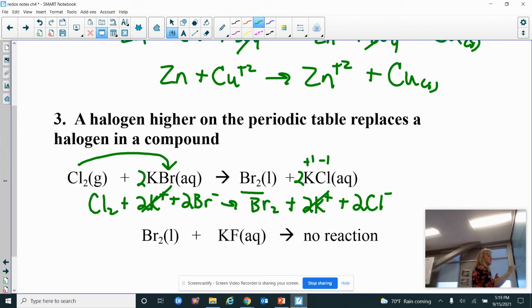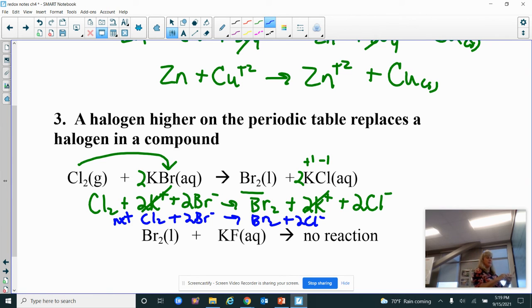So what's left, I'm going to write in blue, is Cl2 plus 2Br minus goes to Br2 plus 2Cl minus. That's the net ionic equation. In single replacement and double replacement that we did yesterday, anytime you see aqueous, you're going to be breaking it up into ions. If it says gas, liquid, or solid, do not make ions out of it.